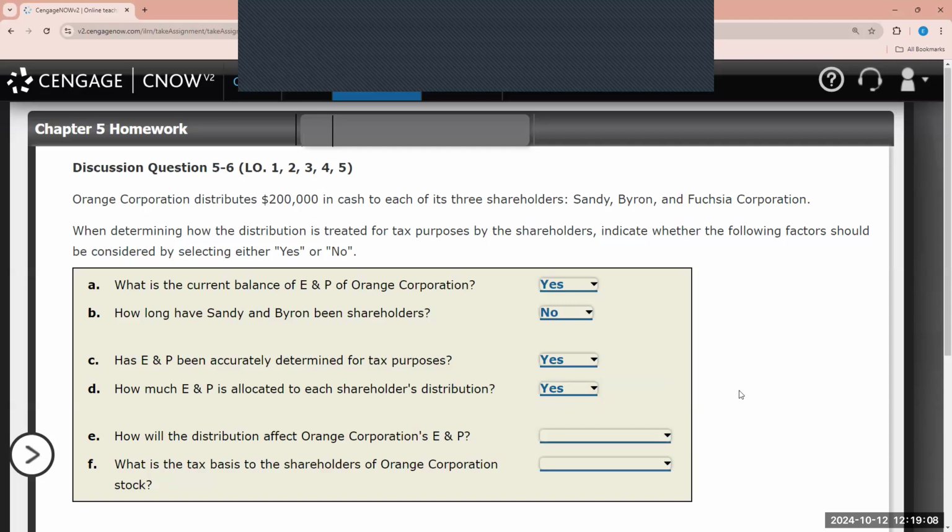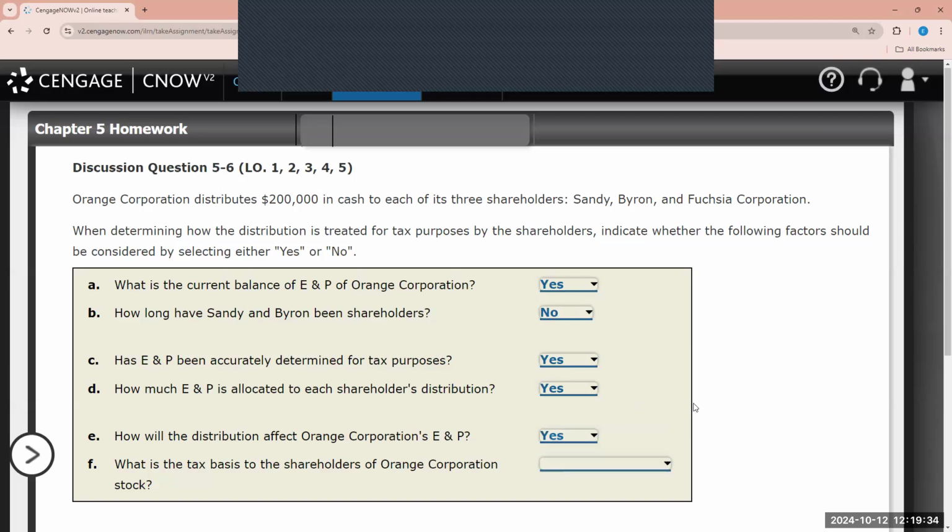Why? Because again, once these distributions are made, it is essential to distinguish between current E&P and accumulated E&P because the balances in these accounts, whether they are positive or at a deficit, ultimately determine the taxability of the corporate distributions. E, how will the distribution affect Orange Corporation's E&P?